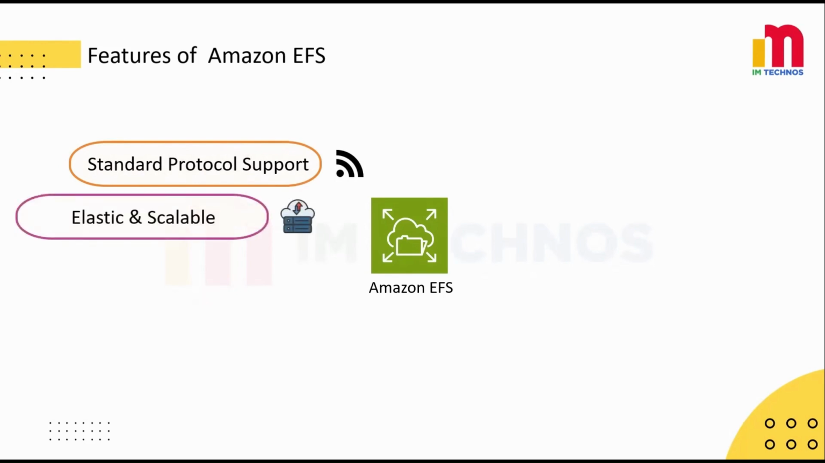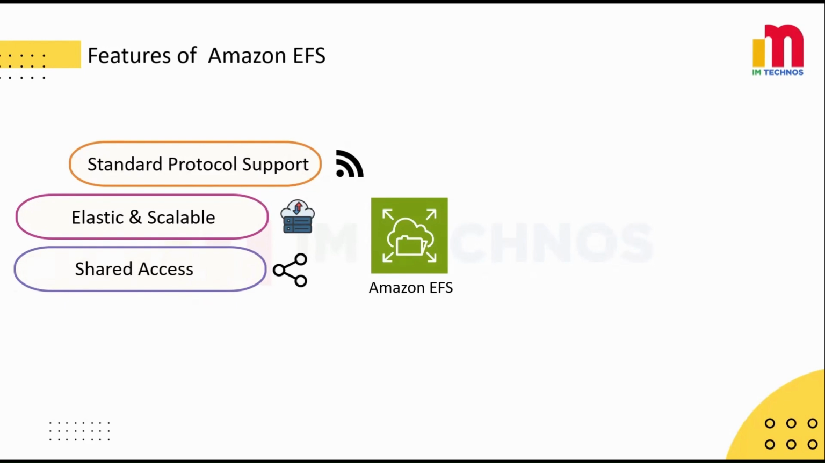Next, it's elastic and scalable, meaning it automatically grows and shrinks as you add or delete files. There is no need to plan ahead or manually adjust storage size. EFS handles it for you. It also supports shared access, so multiple EC2 instances or even on-prem systems can connect to the same file system at the same time. This makes it ideal for distributed workloads.